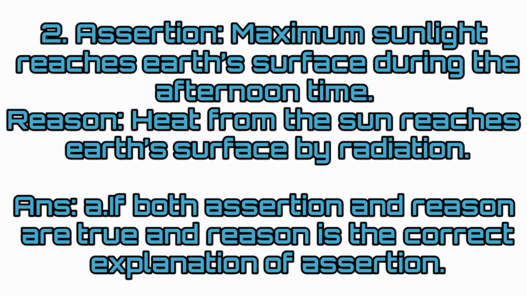So here option A. Question number 2, assertion: Maximum sunlight reaches Earth's surface during the noon time. Reason: Heat from the sun reaches Earth's surface by radiation. Here assertion is true and reason is also true. Reason is the correct explanation of assertion. So the answer is option A, if both assertion and reason are true and reason is the correct explanation of assertion.